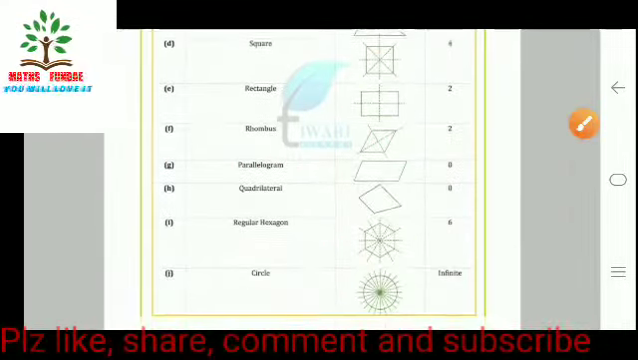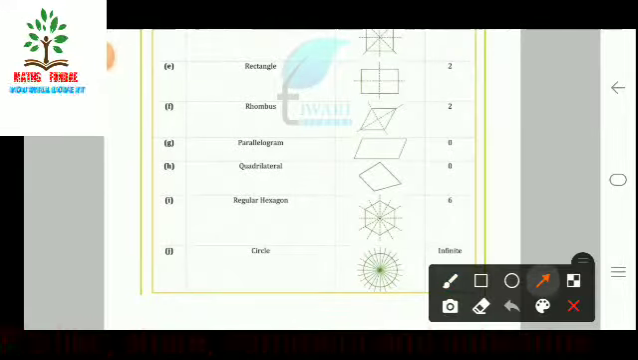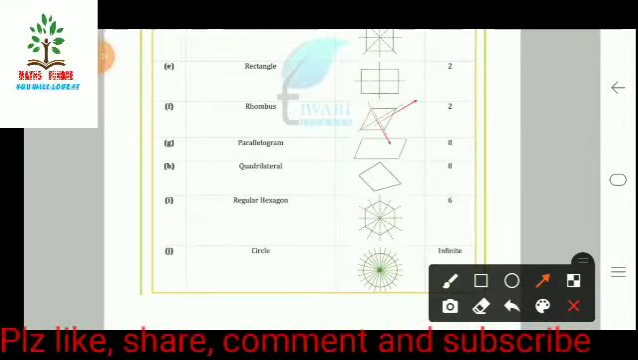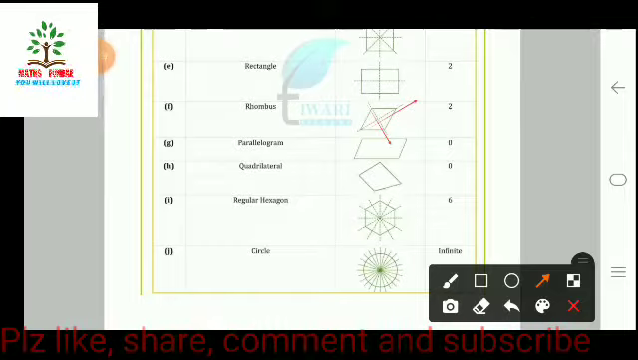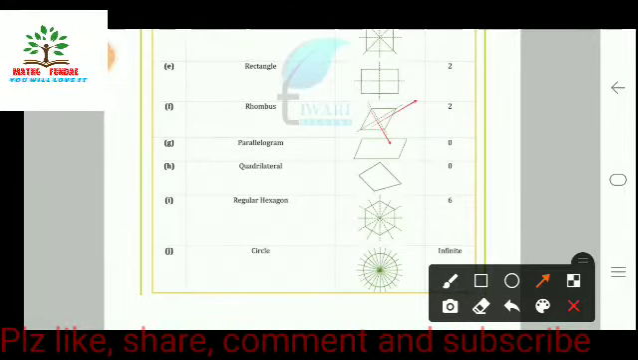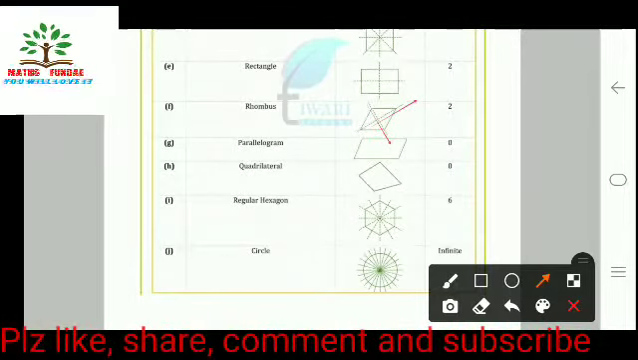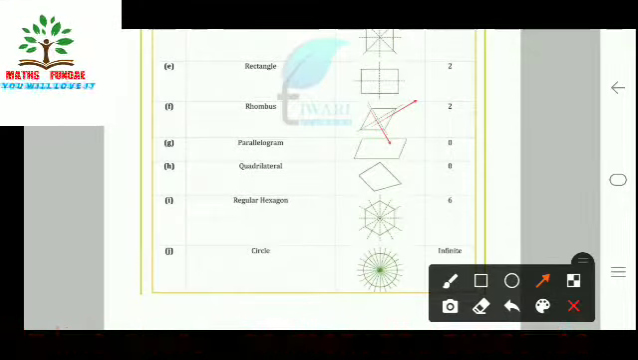Then moving towards the rhombus, in the rhombus we have 2 lines of symmetry along with the diagonals. Parallelogram, no line of symmetry. Quadrilateral, no line of symmetry. Regular hexagon, 6 lines of symmetry. Circles, infinite lines of symmetry.